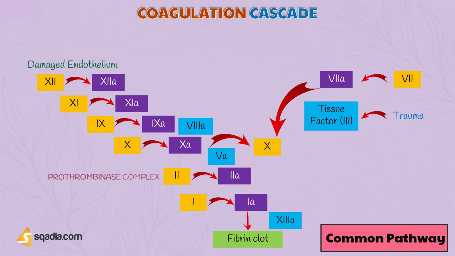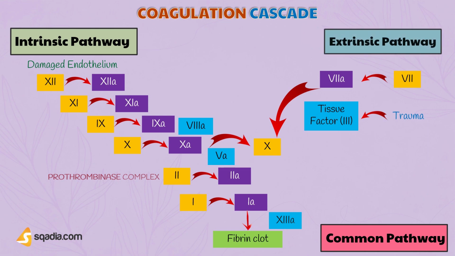The common pathway is the final stage of the coagulation cascade, following the intrinsic and extrinsic pathways. It involves the conversion of prothrombin to thrombin and the subsequent formation of a fibrin clot.